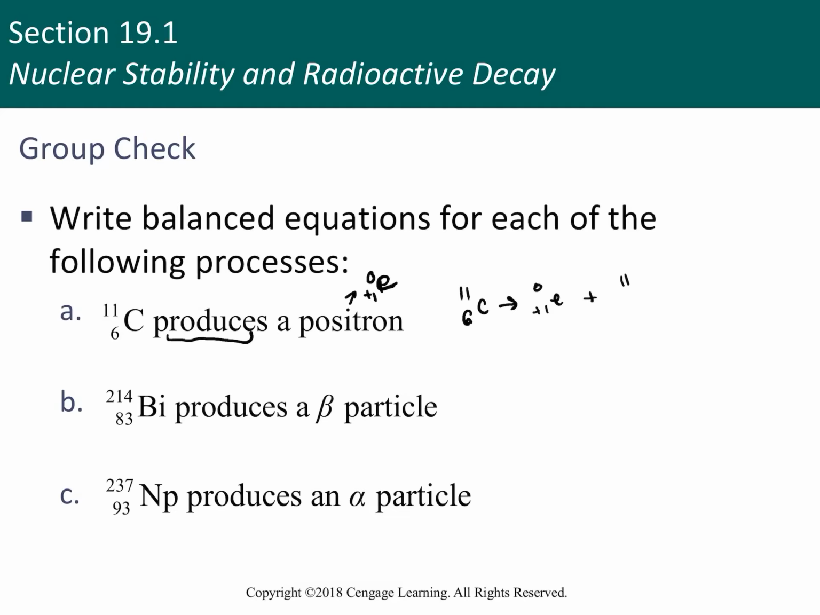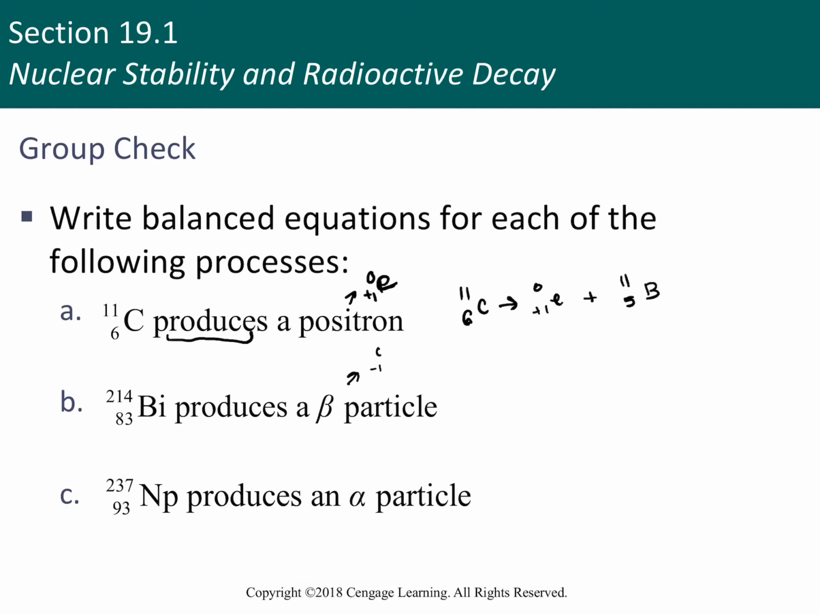I have my positron, which will then give me, well, my mass number is not going to change, so it's going to be 11. And then my atomic number decreases by 1, so 5. Again, 5 and plus 1 makes 6. Now you would look up the element for atomic number 5. Boron. 11 and 6 on both sides, and you're balanced. Perfect. Next one.